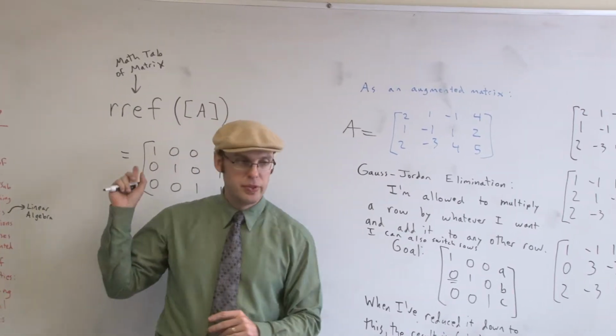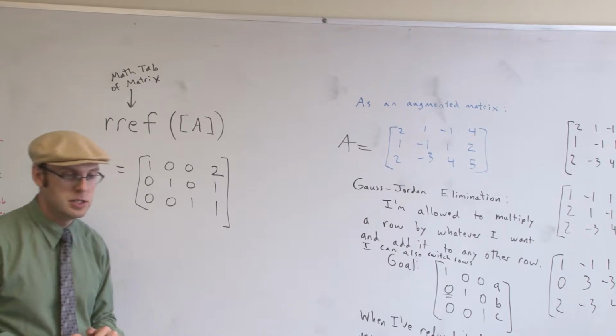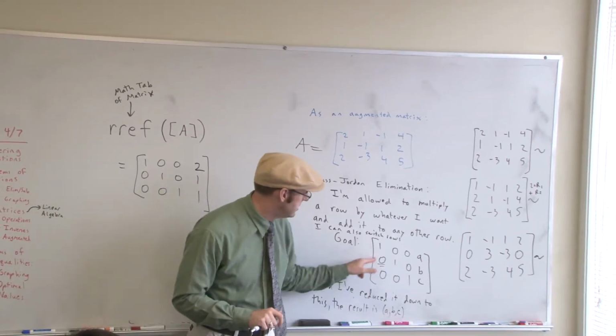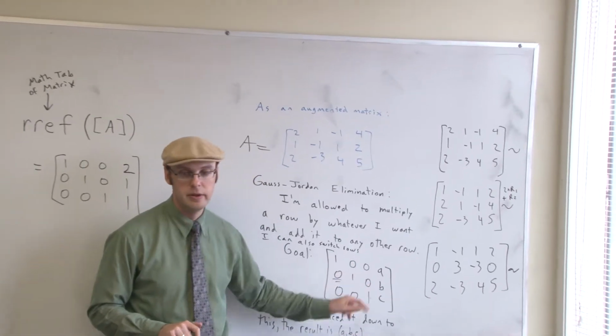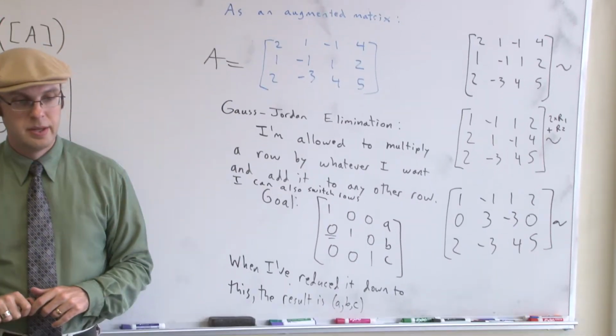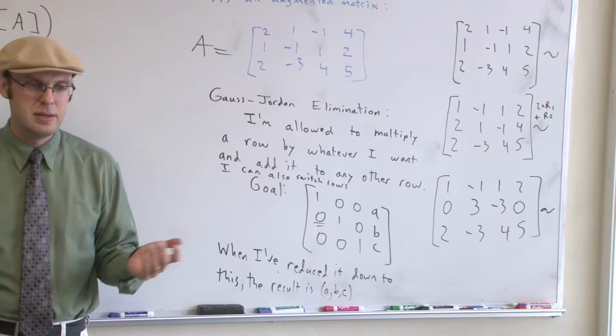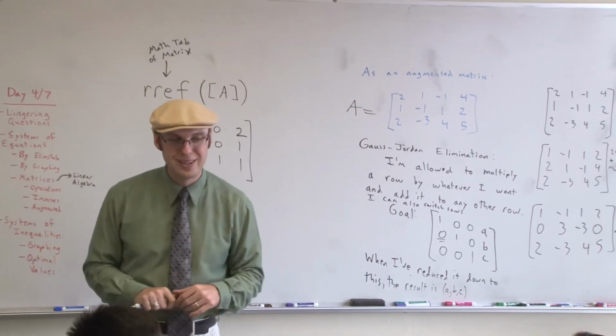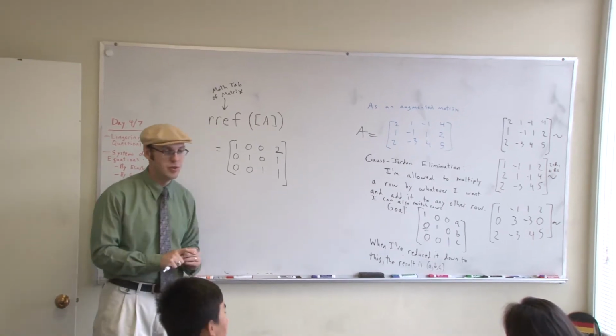Now, isn't there a REF? There is a REF that doesn't row reduce. It gets you these zeros, but it'll leave these alone. There are applications where that's useful, but for us, we're going RREF all the way.